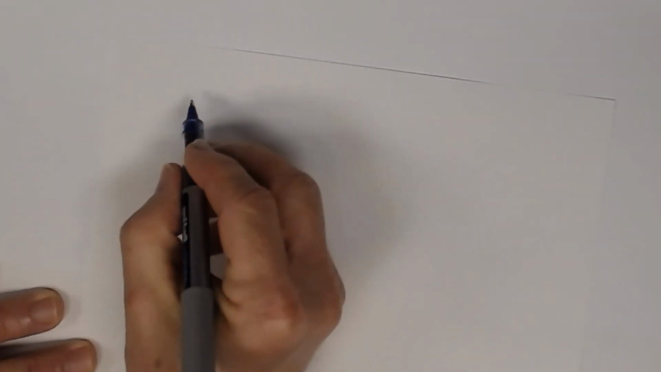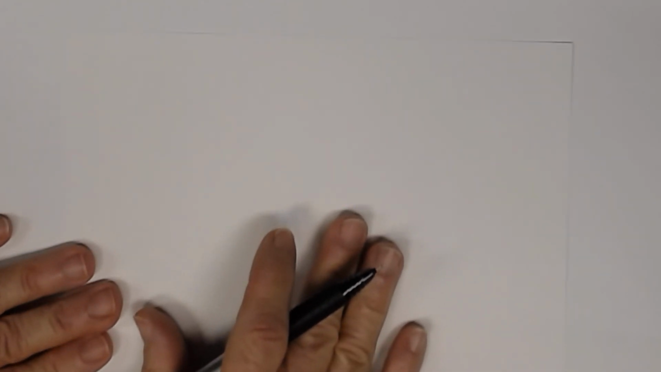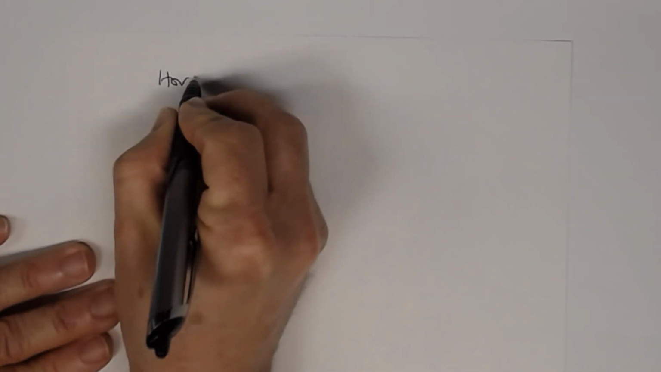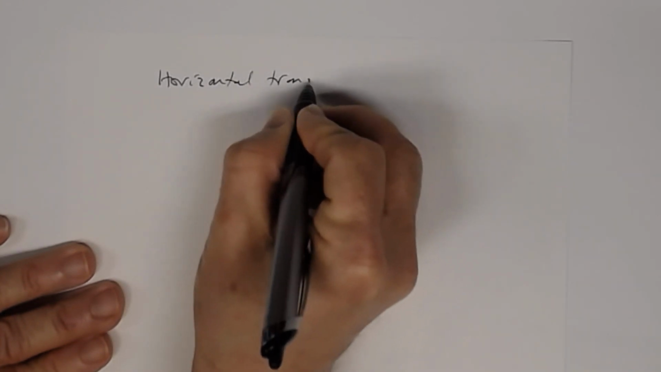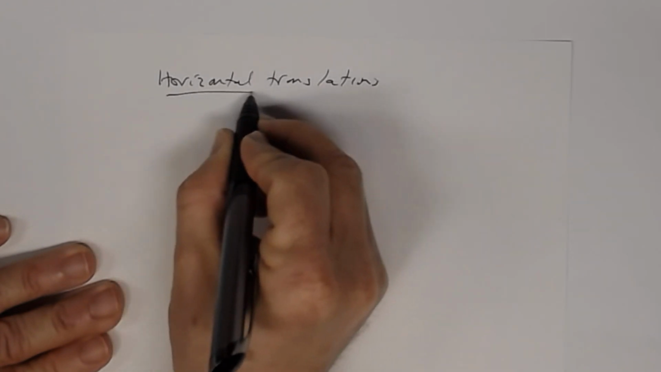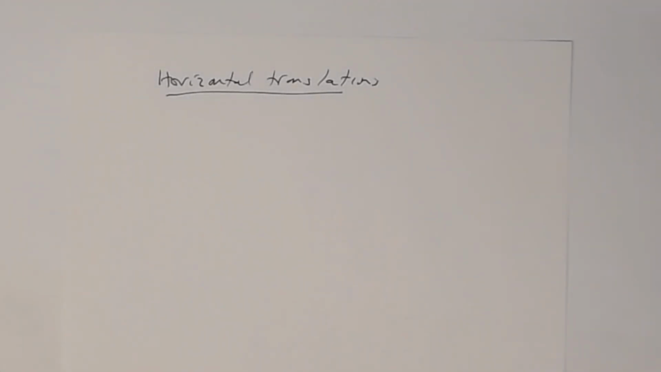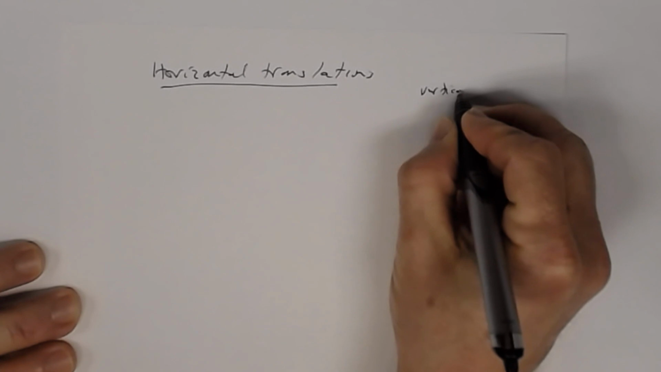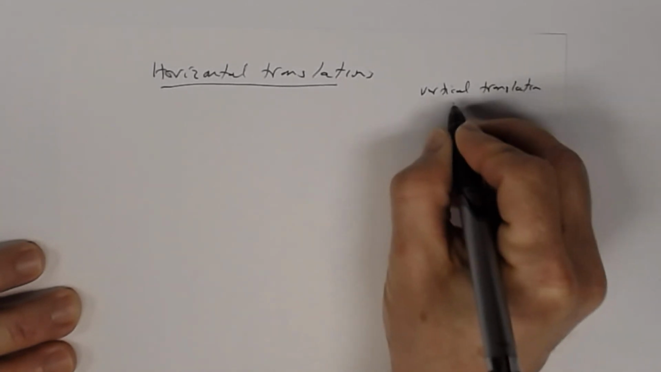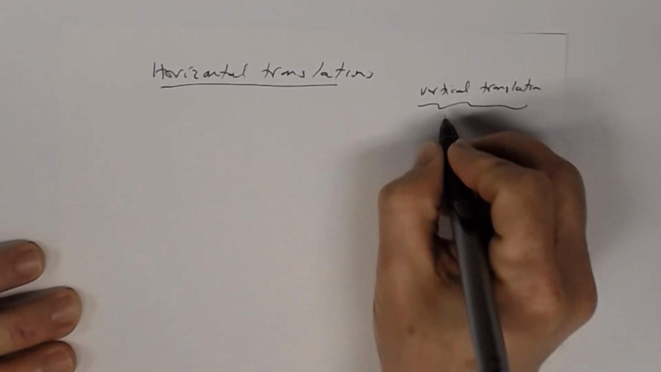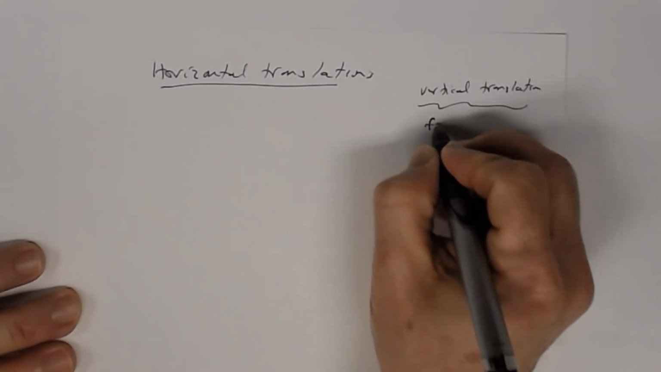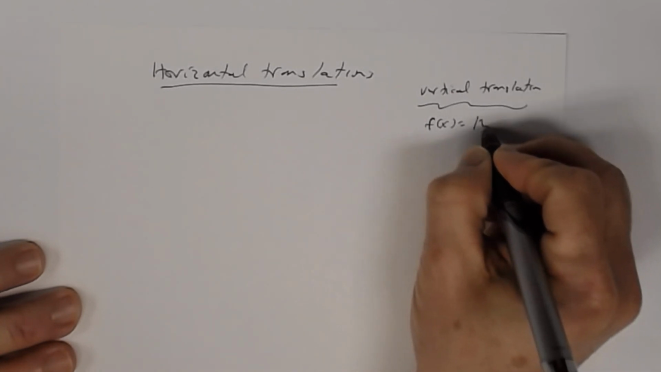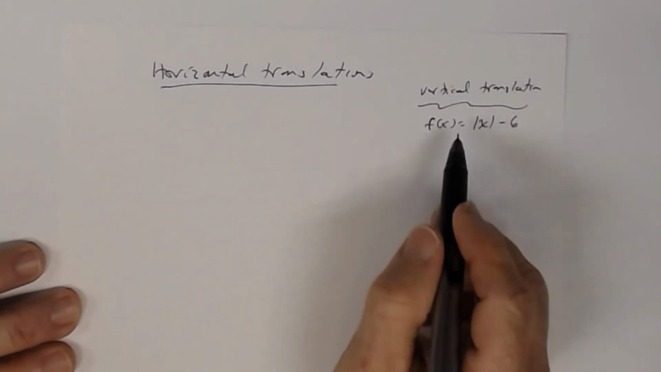So this is horizontal translations. Now, we know that a vertical translation, remember vertical means up or down, looks something like this: f of x equals a parent function minus 6. That's a horizontal, I'm sorry, that's a vertical translation.